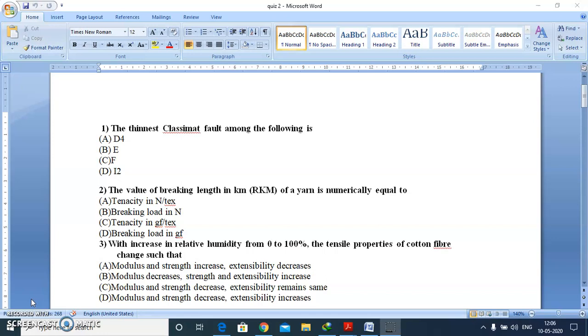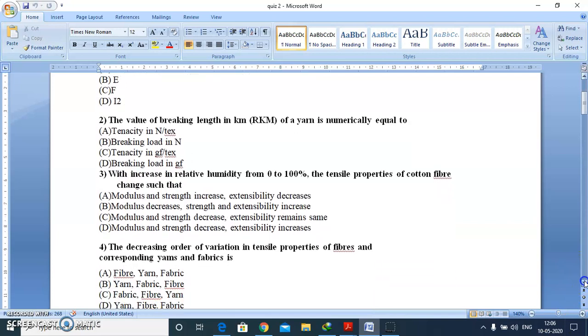Now the next question is, with increase in relative humidity from 0 to 100%, the tensile properties of cotton fiber change. As we all know, with increase in moisture content or relative humidity, the strength of the cotton fiber increases. Extensibility in general increases for all the fibers, and modulus, that is stiffness, decreases in general for all the fibers. So we'll go with option B, where modulus decreases, that is stiffness decreases, and strength and extensibility increase.